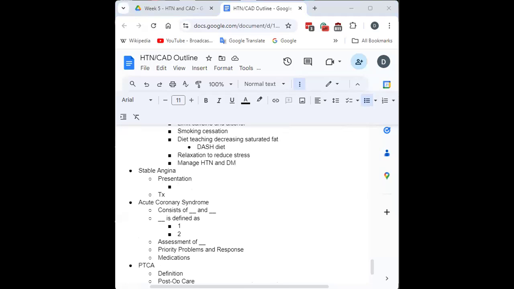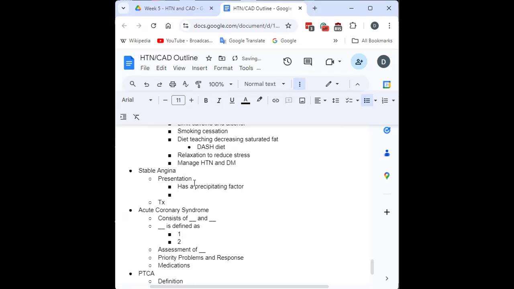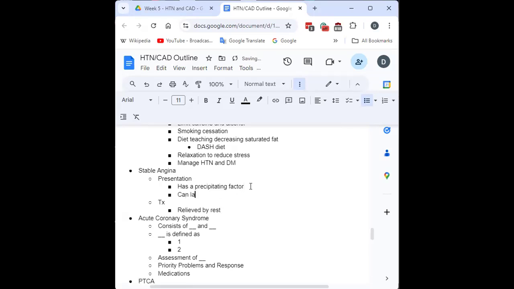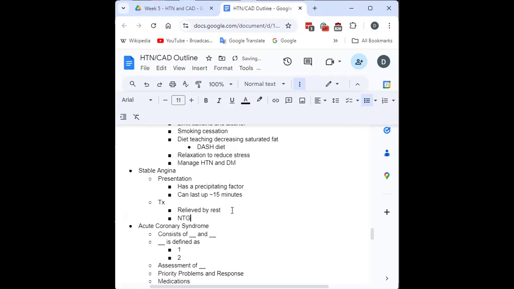It's predictable, so it kind of has a precipitating factor. Chest pain relieved by rest. Yeah, it can be relieved by rest. I guess that kind of goes as a treatment. Relieved by nitro. Yeah, also nitro. So rest can help with that by itself, but sometimes you need to take your nitro as well. Same set of symptoms.